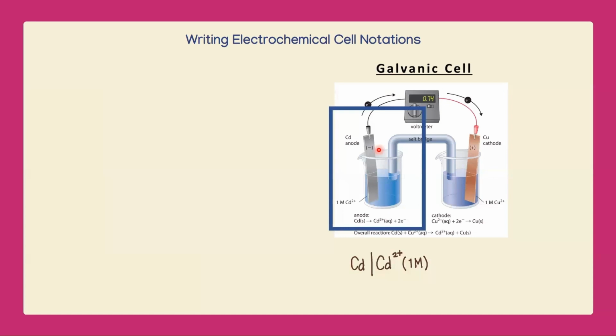When we write cell notations, we always start from the anode half cell. First, we will write the solid metal used as anode. So we put the cadmium here. And the single vertical bar indicates a phase change within the half cell.